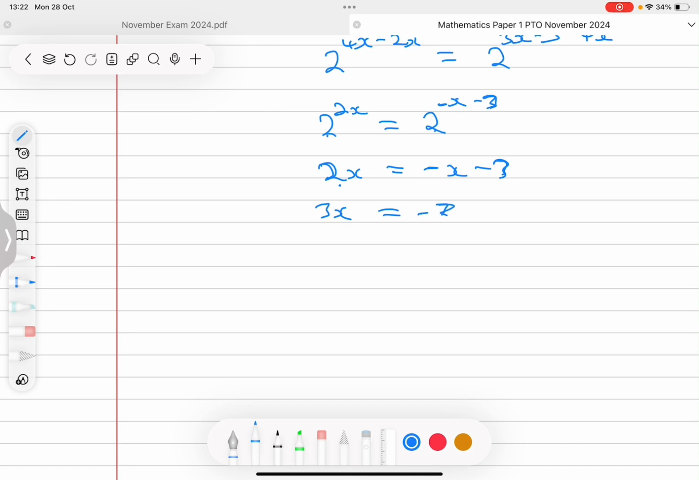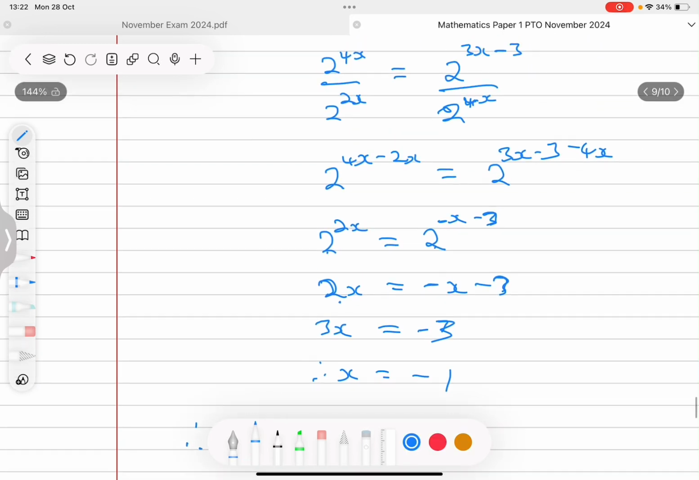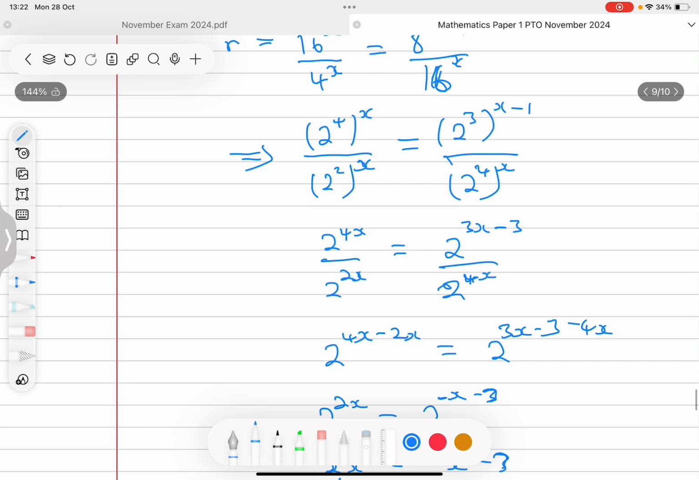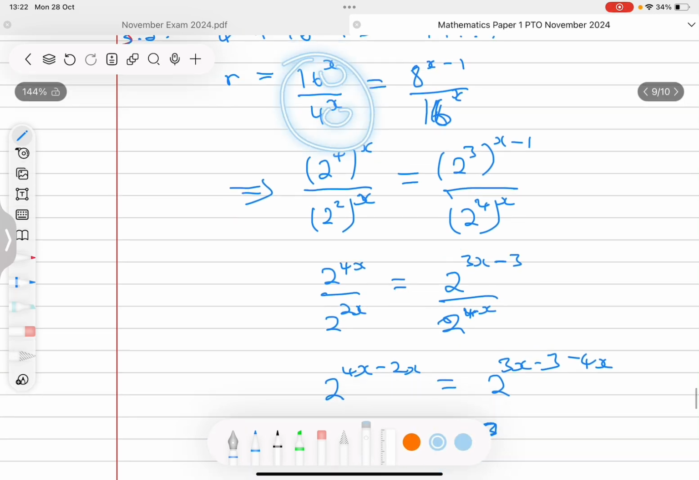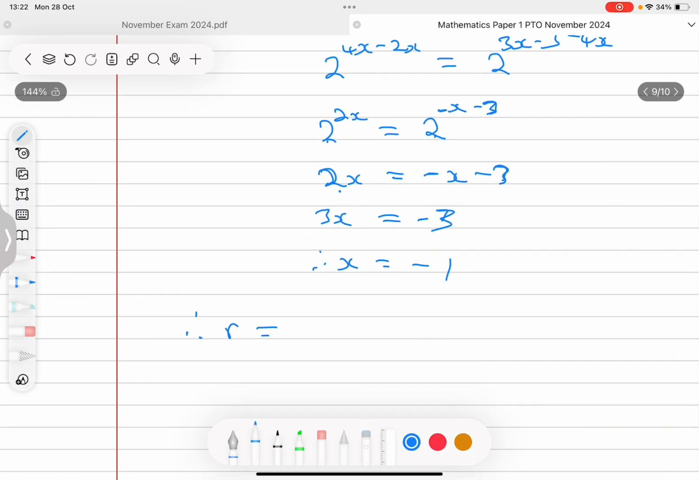Now I'll have a negative 3 here, so this means my x is equal to negative 1 because I'm going to divide by 3 here and 3 here. This 3 and this 3 will fall out, then I'll have an x. 3 into 3 goes once. Now this would mean that my r would be equal to, now I'm going to substitute this x here and here to get the value of r, because the question, remember, said we should get the value of r. So I'll have 16 to the power negative 1 over 4 to the power negative 1.